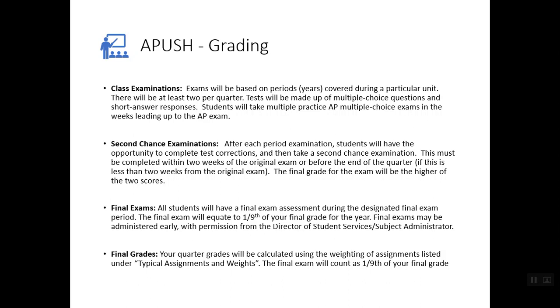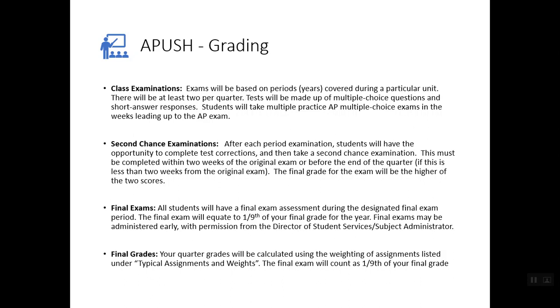Second chance examinations. After each period examination, students will have the opportunity to complete test corrections and then take the second chance exam. This must be completed within 2 weeks of the original exam or before the end of the quarter. And if this is less than 2 weeks from the original exam, I'm really honest with students about the amount of time they have. And the final grade for the exam will be the higher of the two scores.